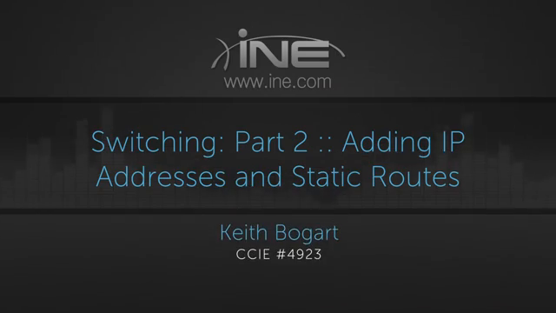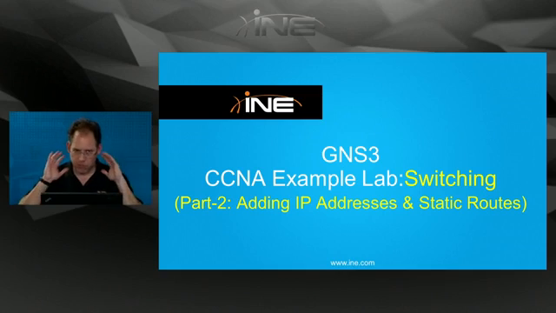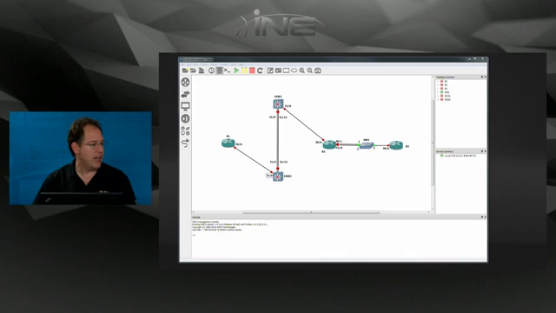We're going to start adding some configuration to these devices. So we're going to add IP addresses and static routes. By the time we're done with this particular section, we still will not have end-to-end connectivity because we haven't completed our VLAN configuration and spanning tree yet. So we will not have end-to-end connectivity at the end of this section yet. So let's go ahead and add our IP addresses and static routes where they need to be.